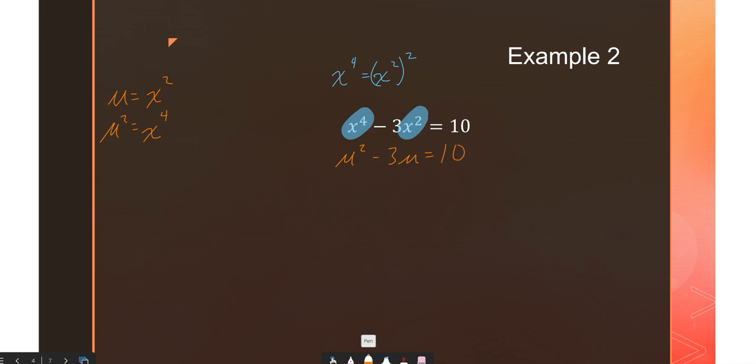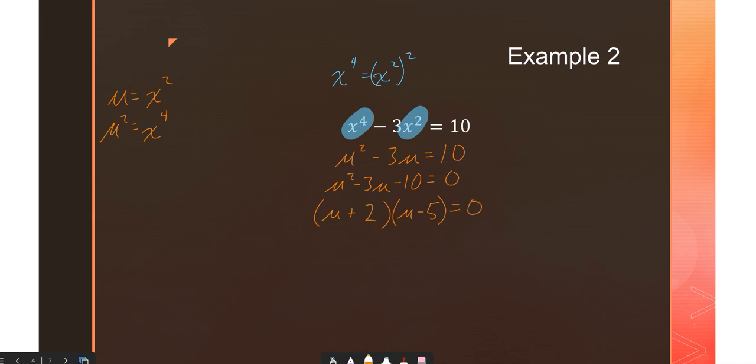So first we're going to go ahead and subtract 10 from both sides. So u squared minus 3u minus 10 is equal to 0. So now we need two numbers that when we multiply them make negative 10 and add them make negative 3. So I know I'm going to have a positive and a negative term. So when I think of numbers that need to multiply to make negative 10 and add to negative 3, I've got u plus 2 and u minus 5.